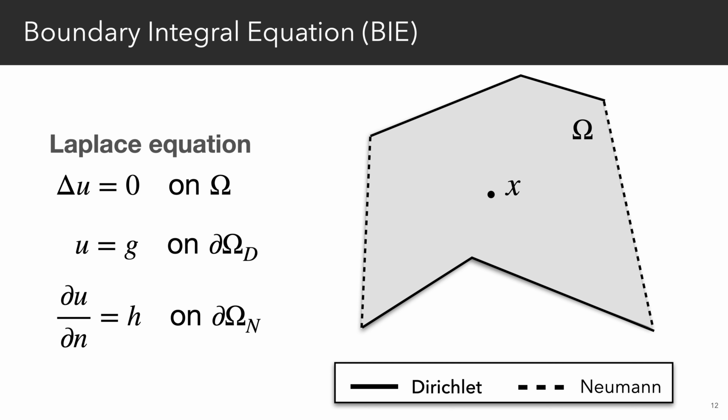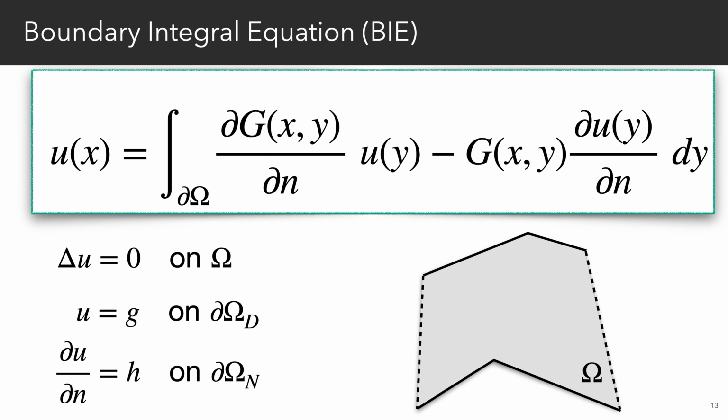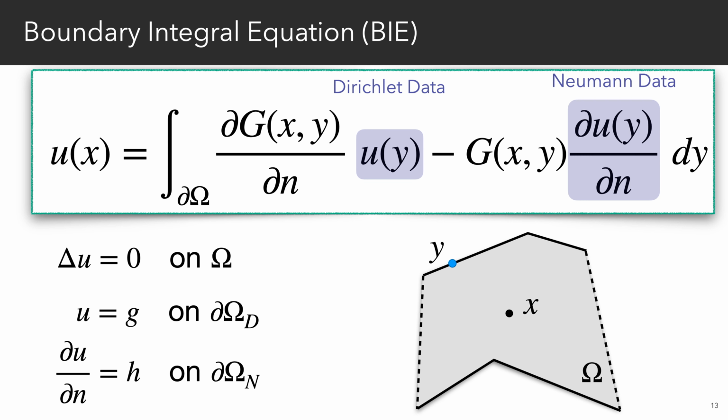To understand our method, let's first start by considering a Laplace equation with mixed Dirichlet and Neumann boundary conditions. The Dirichlet boundary condition sets the value of the solution on the boundary, whereas the Neumann boundary condition specifies the value of the normal derivative of the solution. The boundary integral equation represents the solution at any point in the domain as an integral of the Dirichlet and Neumann values over the boundary.